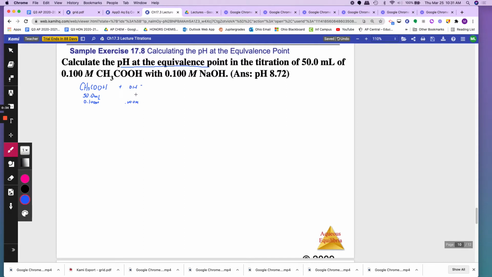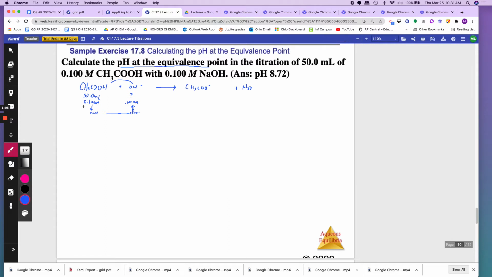So we need to know what the total volume is, so we have to do a little bit of stoichiometry ahead of time. Let me just write the equation here. OH and H makes water, and you'll also make the conjugate base, CH3COO minus. So what we will do here is go to moles, and then solve for volume.